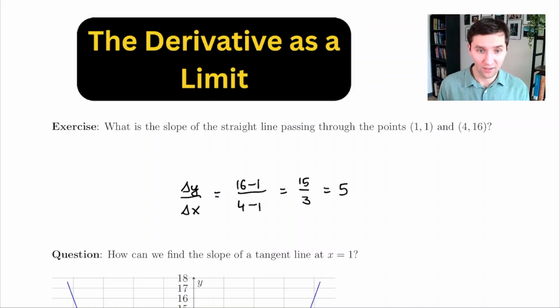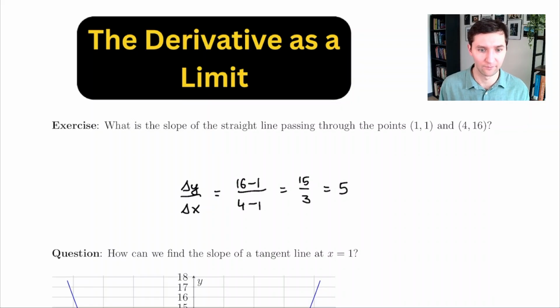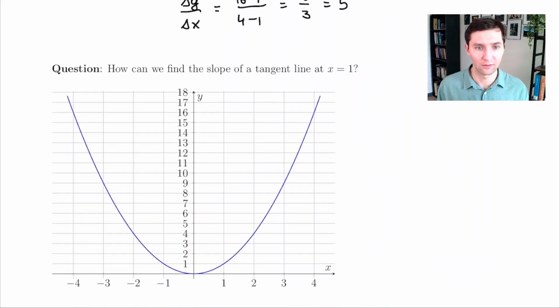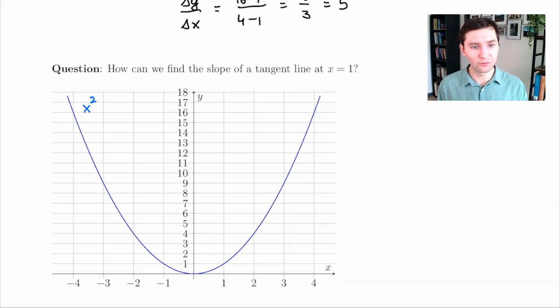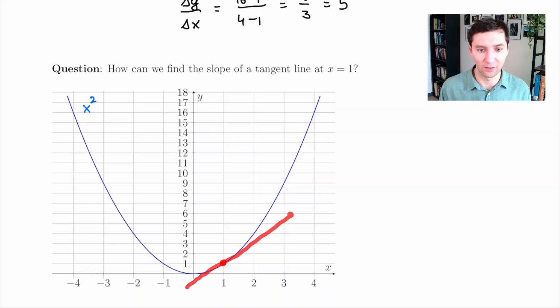We need to know how to find slopes of straight lines because derivatives are slopes of tangent lines. And today we will formalize the process of finding slopes of tangent lines. Consider the function below. This is a famous function, x squared. Assume that you want to find the derivative of this function at x equal to 1. In other words, you want to find the slope of the tangent line at x equal to 1.